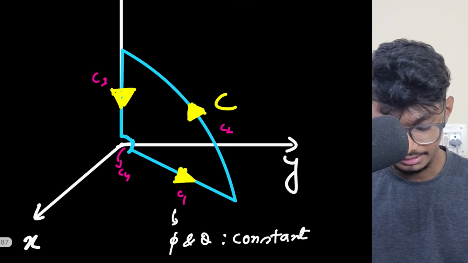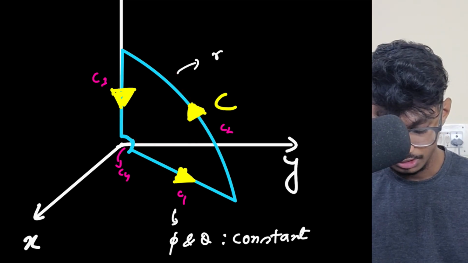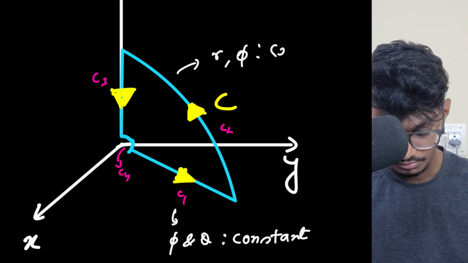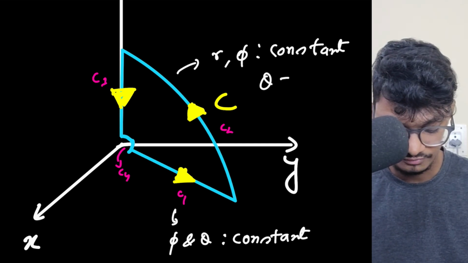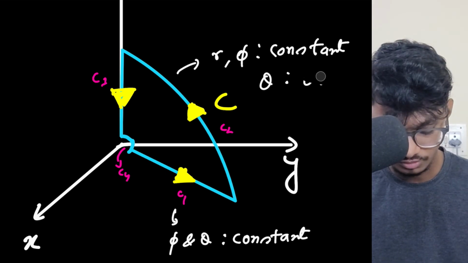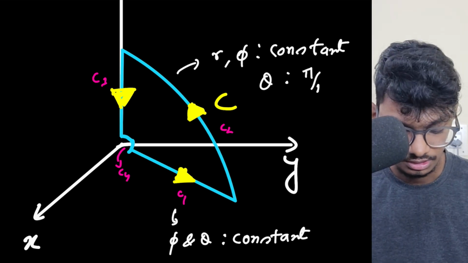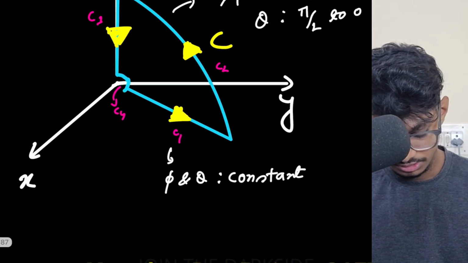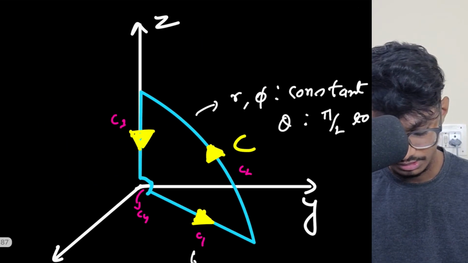Phi and theta are constant. Okay, here my r is constant, right? This radius is 1. R and phi are constant, but my theta is varying from what? Theta is varying from 0 to, not 0, sorry, pi by 2 to 0. I just need to find the length, so I will not take care of the direction.